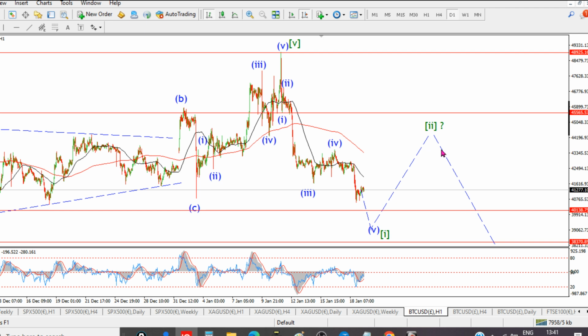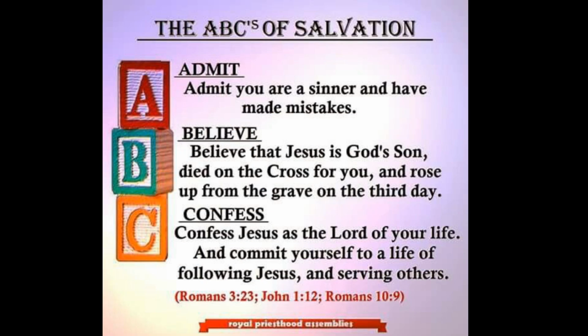That closes out the patterns for this week.